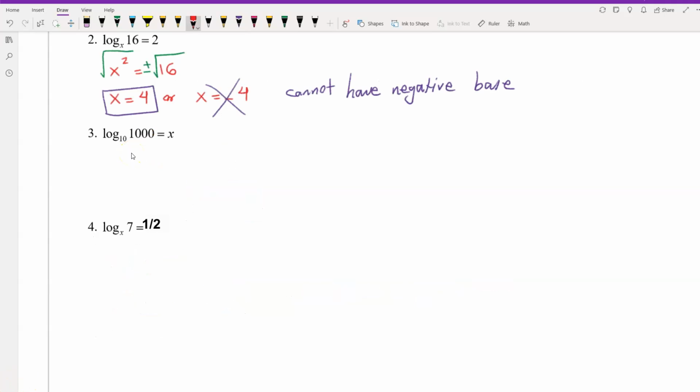Number 3, here base is 10. Power x equal to 1000. So 10 power x, 1000 is 10 cubed. We have same base 10, 10. What we have on top as a power, we have x equal to 3. So this power equal to what we have on right side.